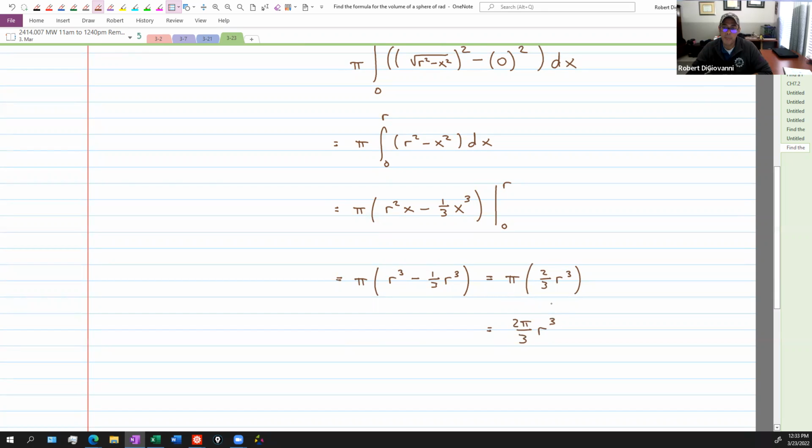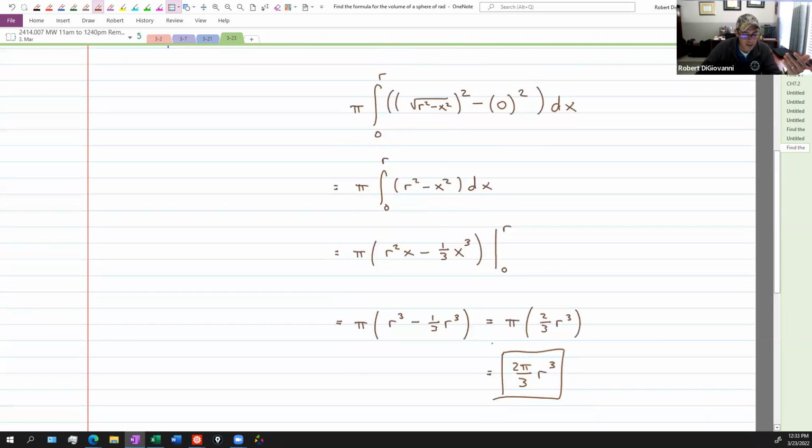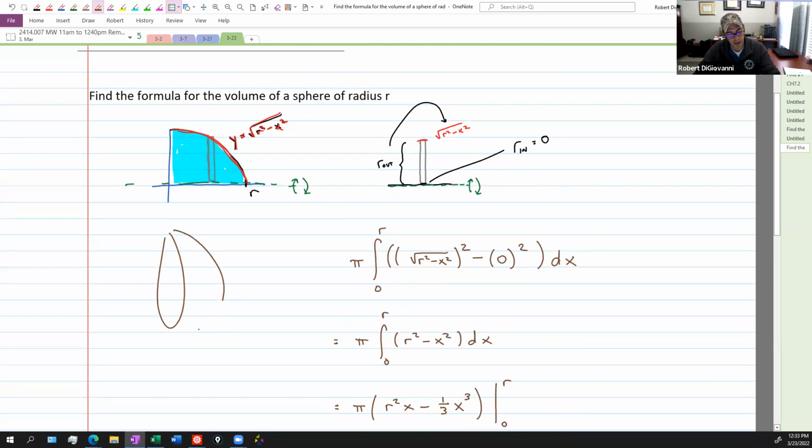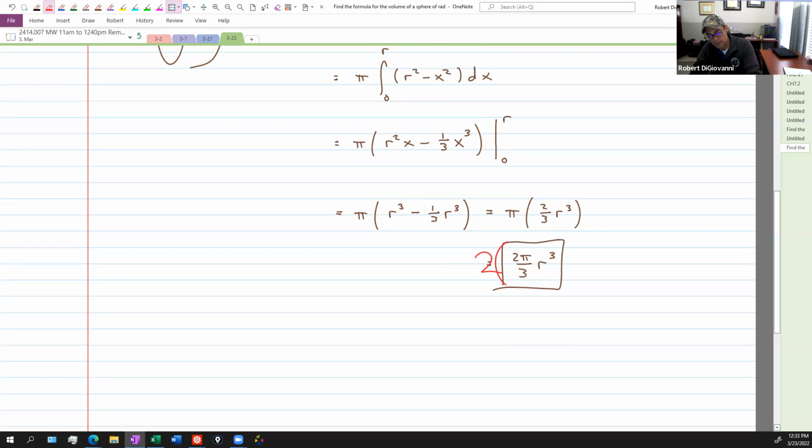Right? And that would be the volume. But remember, we only rotated half of it. So when we rotated half of it, we got half the sphere. So we need to double the answer. Let's take this answer and multiply it times 2. The 2 hits the top there and you'll get 4 pi over 3 r cubed, 4/3 pi r cubed.